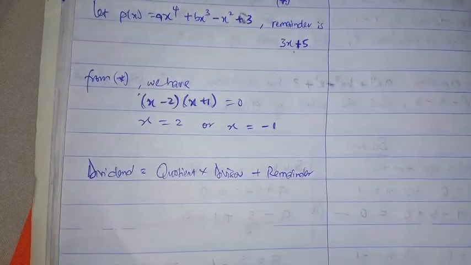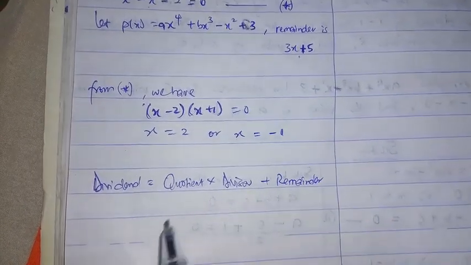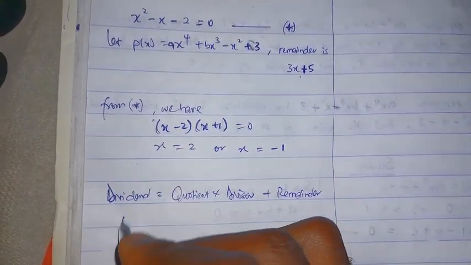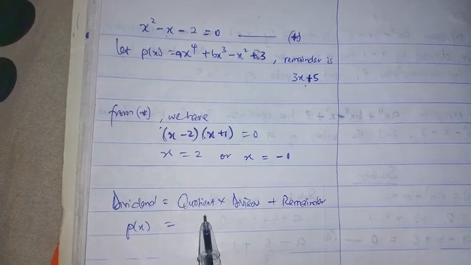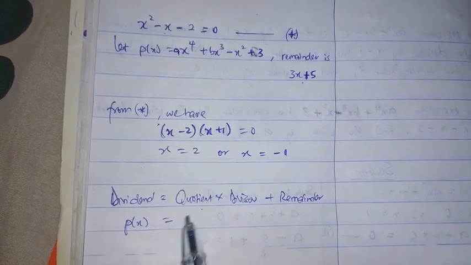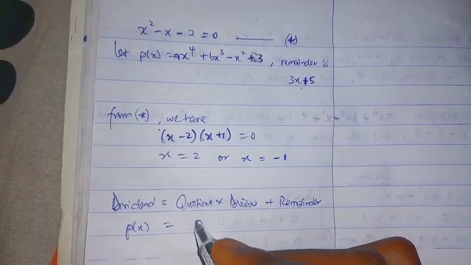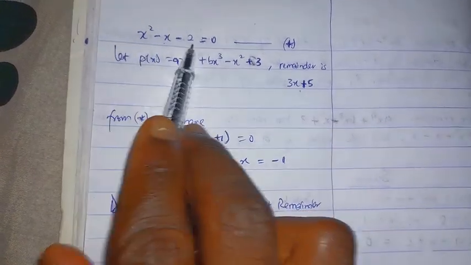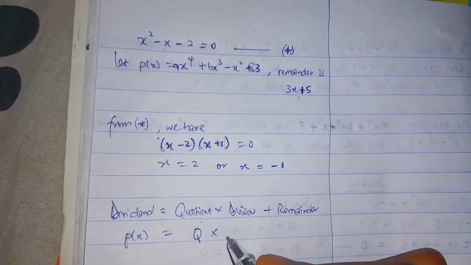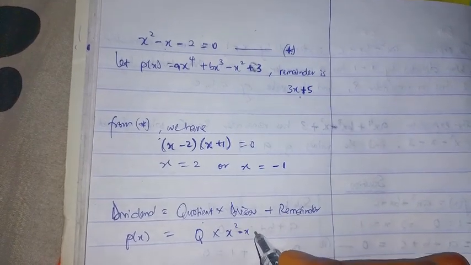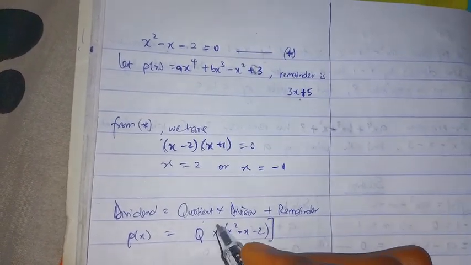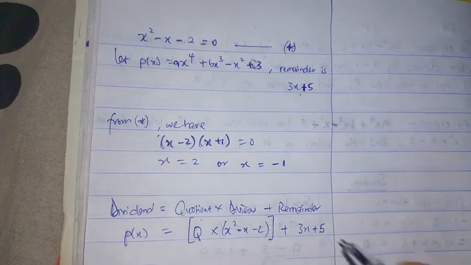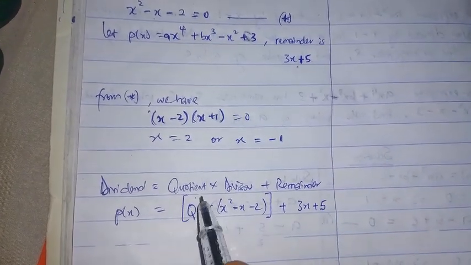If you go through my video on polynomials, you know this already. Now, this is the dividend formula, in which case my dividend is the function p of x. My quotient is what I want to get, so I don't know that one just yet. Times my divisor, which is x squared minus x minus 2, then plus remainder, which is 3x plus 5. Now what I want to do is get my quotient.